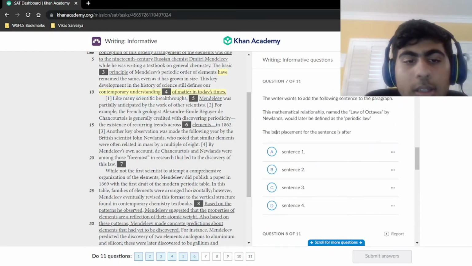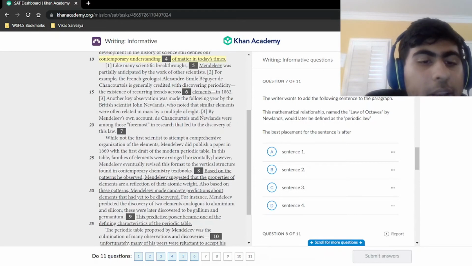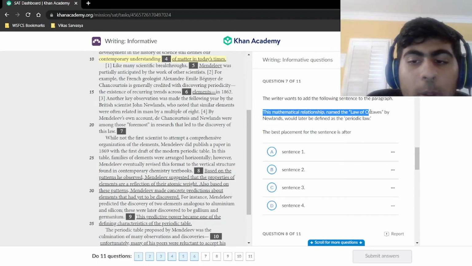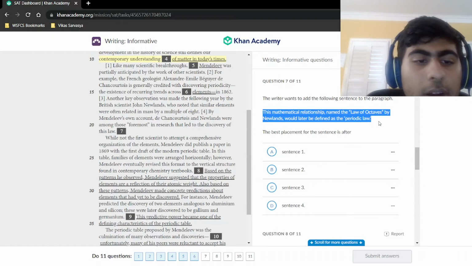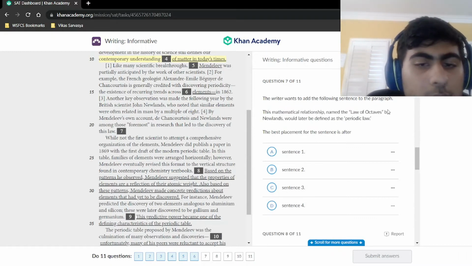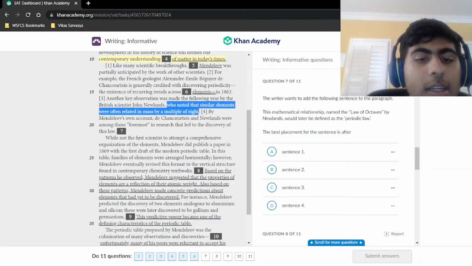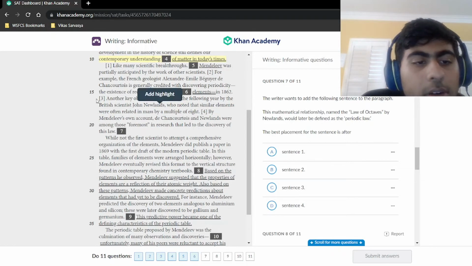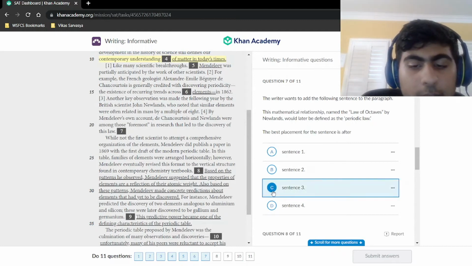All right, next question. Let's see. By Mendeleev's own account, de Chancourtois and Newlands were among those foremost in research that led to the discovery of this law. 7. And we have this mathematical relationship named the law of octaves by Newlands would be later defined as the periodic law. So where do we put this? We have the note that similar elements were often related in mass by a multiple of 8. This is what John Newlands discovered. The law of octaves goes with this part. It's discovered by Newlands, so it should go right after sentence 3. So our answer is after sentence 3. Let's move on to the next question.